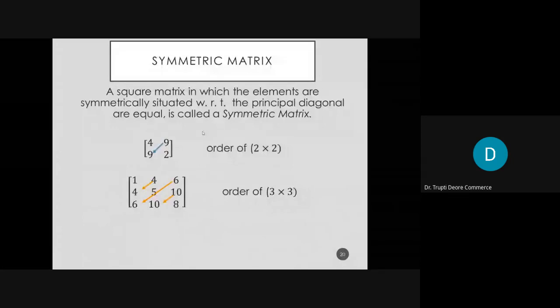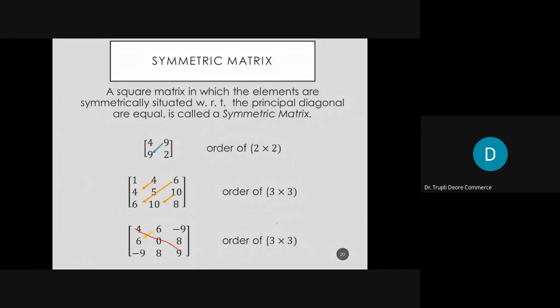So let's see another example. This one is 4, 0, 9, which is your diagonal. So the diagonal is there, and the remaining elements are symmetric. 6 is there, same 6 is there. -9 is the same -9. Here 8, here again 8. So this is called as a symmetric matrix.